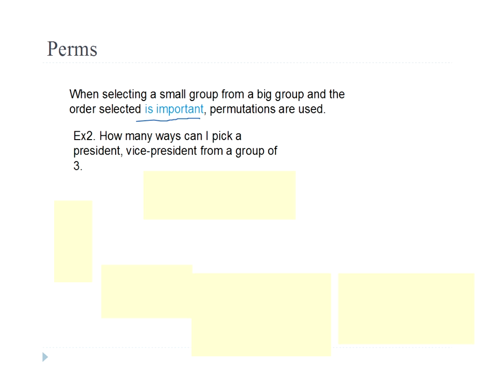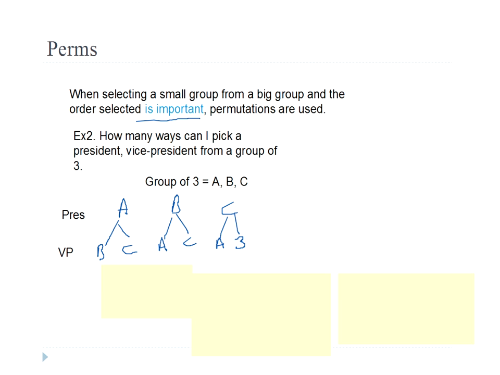How many ways can I pick a president, vice president from a group of 3? So what we would have here is, if we have a group of 3, let's call them A, B, and C, I can pick the president and VP. I'll draw a tree diagram here to show you, because that will show you the entire sample space. The president could be A, B, or C, and the vice president could be, in this case, BC, in this case, AC, in this case, AB. So there are all of the different ways.